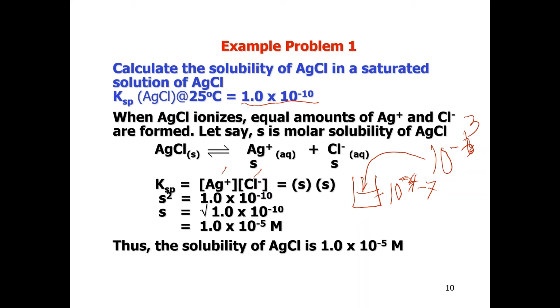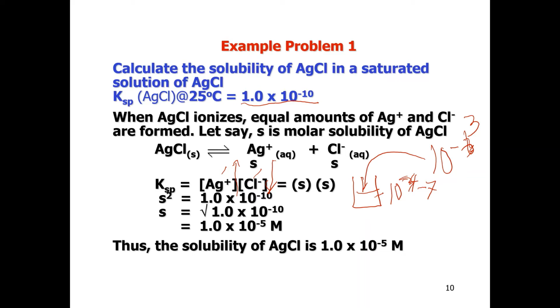So depending on the original concentration, if we decrease the concentration of chloride, we have to increase the concentration of silver, so that when both are multiplied together, it will produce 1.0 times 10 to the minus 10. Okay, so that's what we meant by the calculation of the value of KSP.